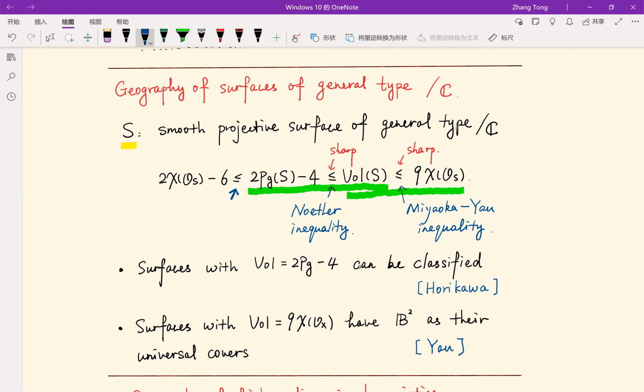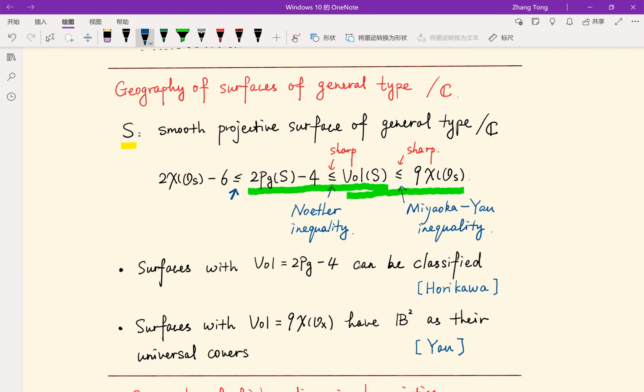So there are 3 inequalities. And this shows what the first step of the geography of algebraic surfaces of general type is. The second step is to use these numerical relations to classify some extremal cases that maybe some people are interested in.